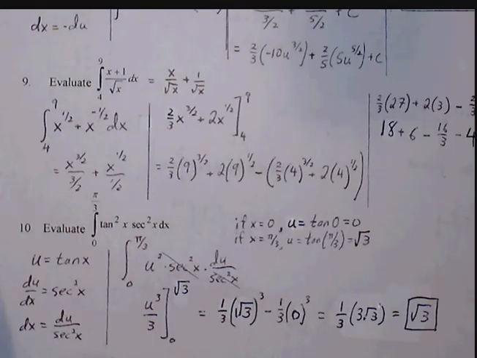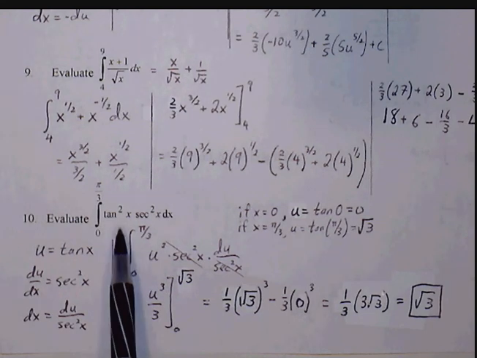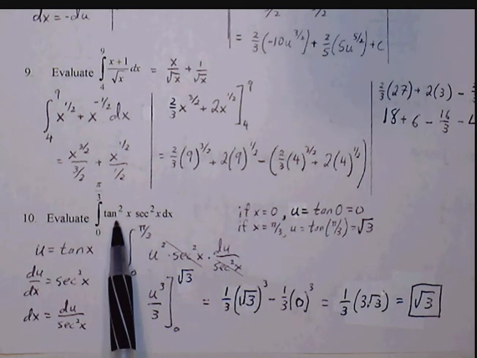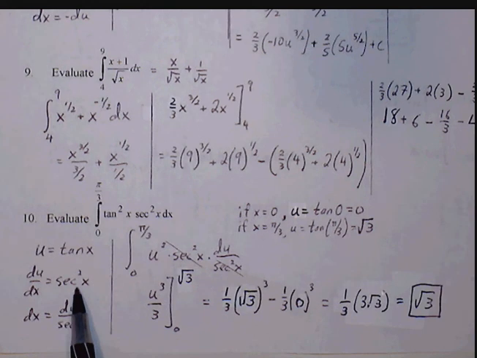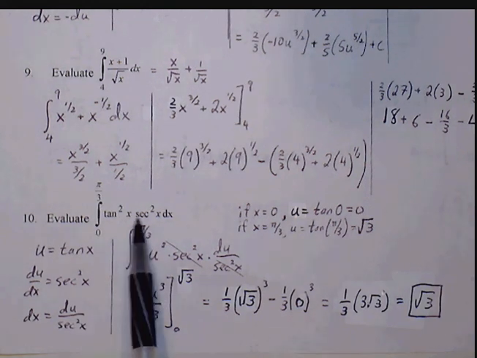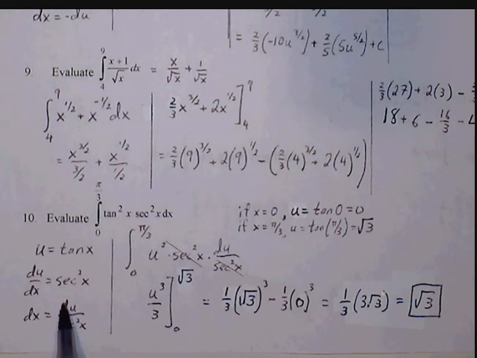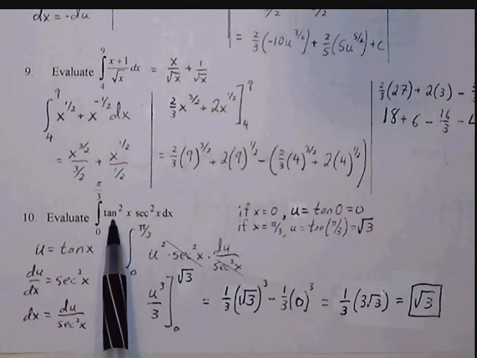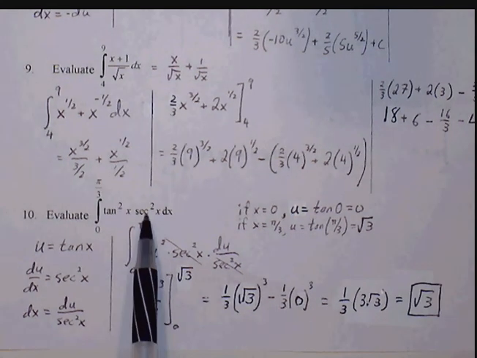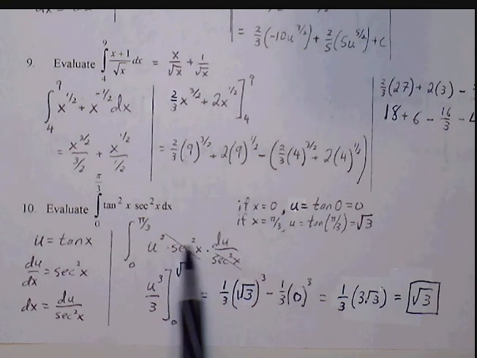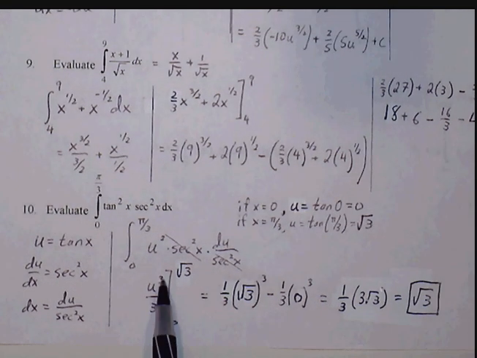Alright, number 10, we can think of this as tangent of x squared times secant of x squared. So if we let u value be tangent of x, then we can find the derivative, which will allow us to cancel out the secant squared of x. So d over dx is secant squared of x. dx equals du over secant squared of x. Make our substitutions. Tangent gets replaced with u. Secant squared stays. du over secant squared, which will allow us to cancel out the secant squared. So now we have u cubed over 3.